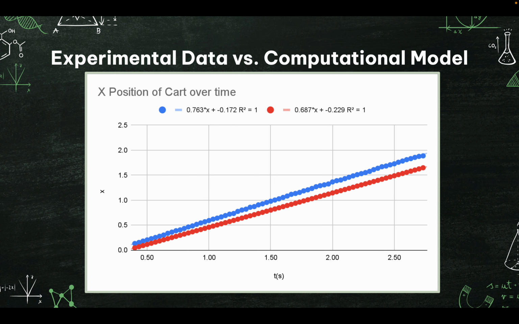Here is a picture of the experimental data versus the computational model. The blue line is the experimental data, and the red line is the computational model. We can see that at the start of the time, the blue line and the red line are relatively close together, but as time goes on, the gap between these lines increases. This shows that the error is exponentially compounding over time and causing a larger gap between these lines. Some reasons for this error can be shown in the next slide.